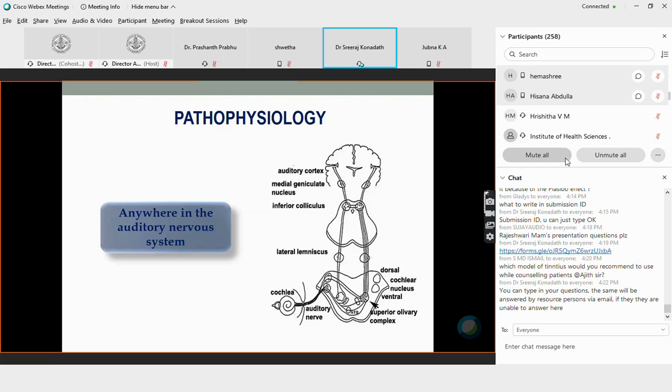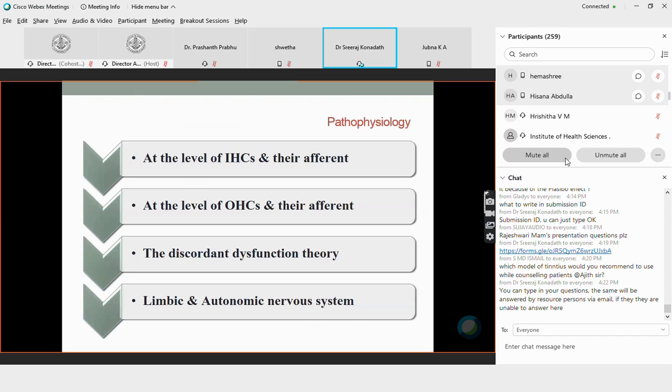Rajeshwari and Dr. Ajit shared in the previous sessions, tinnitus can be generated due to a problem in any part of the auditory system. That is something you have to remember. It can be generated due to any part of the auditory system, be it the external ear, middle ear, inner ear, or your higher auditory pathway up to the auditory cortex. So keep that point in mind.